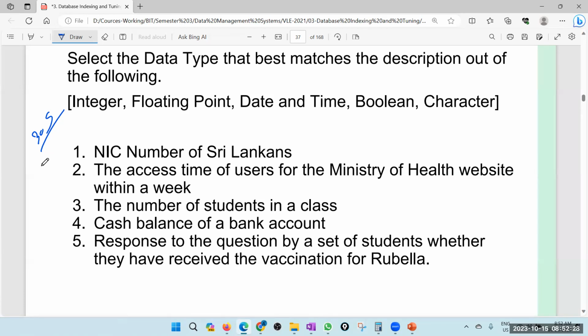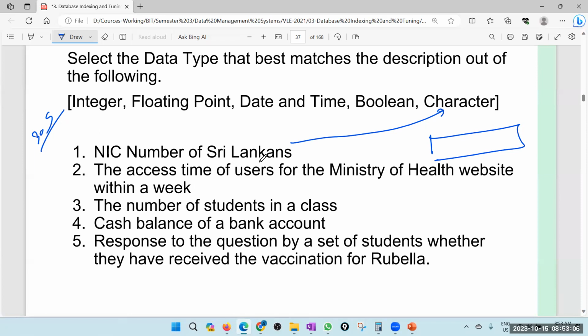NIC number of Sri Lankans. Of course, the NIC number can have characters, so we can't go for numbers. Among integer, Boolean, floating point and date time, we have to go for character. Variable character, or we can go for fixed character also, because the NIC number has a fixed length. So there's variable character and fixed character.